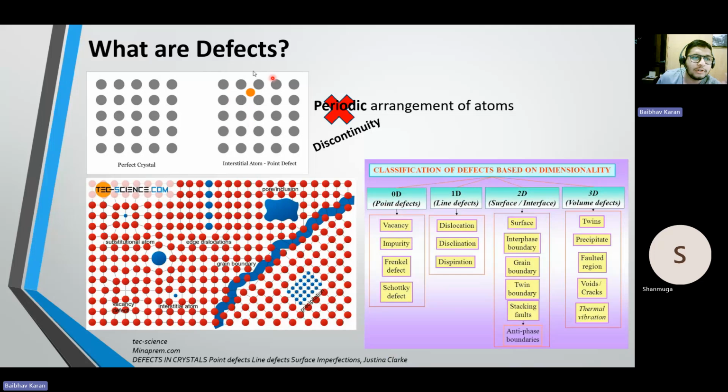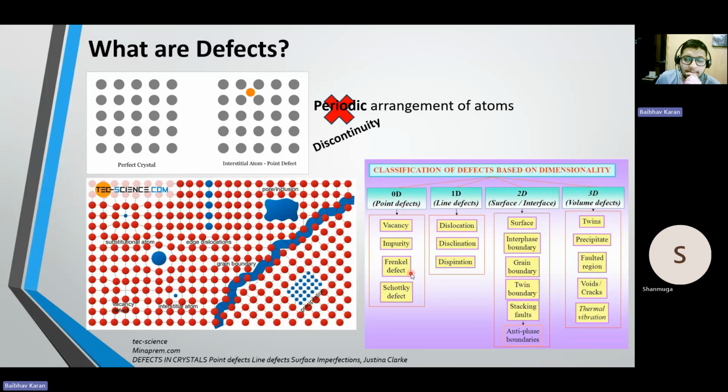Impurity, we're introducing a new atom into the cluster of atoms. This is known as impurity. As you can see here, there is an impurity introduced. Then Frenkel defect, Schottky defect. These two defects are in ionic solids. I will be discussing these two defects later. They also come under the vacancy and substitution, under the umbrella of zero dimension defects, but they are specifically for ionic solids. I'll be discussing this later.